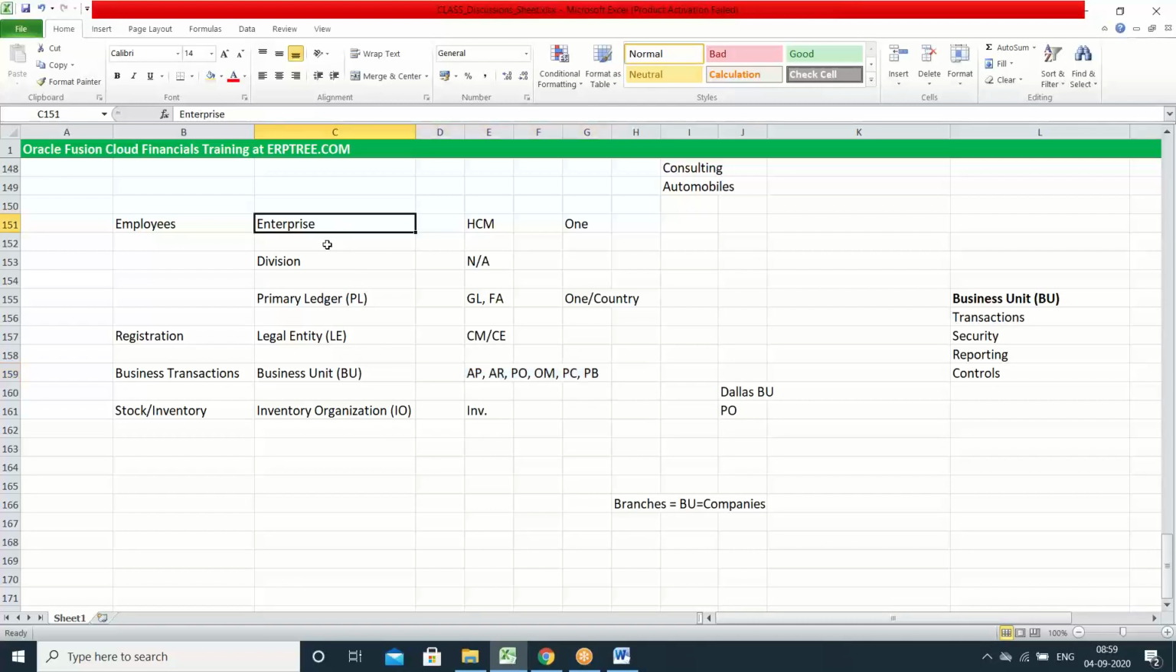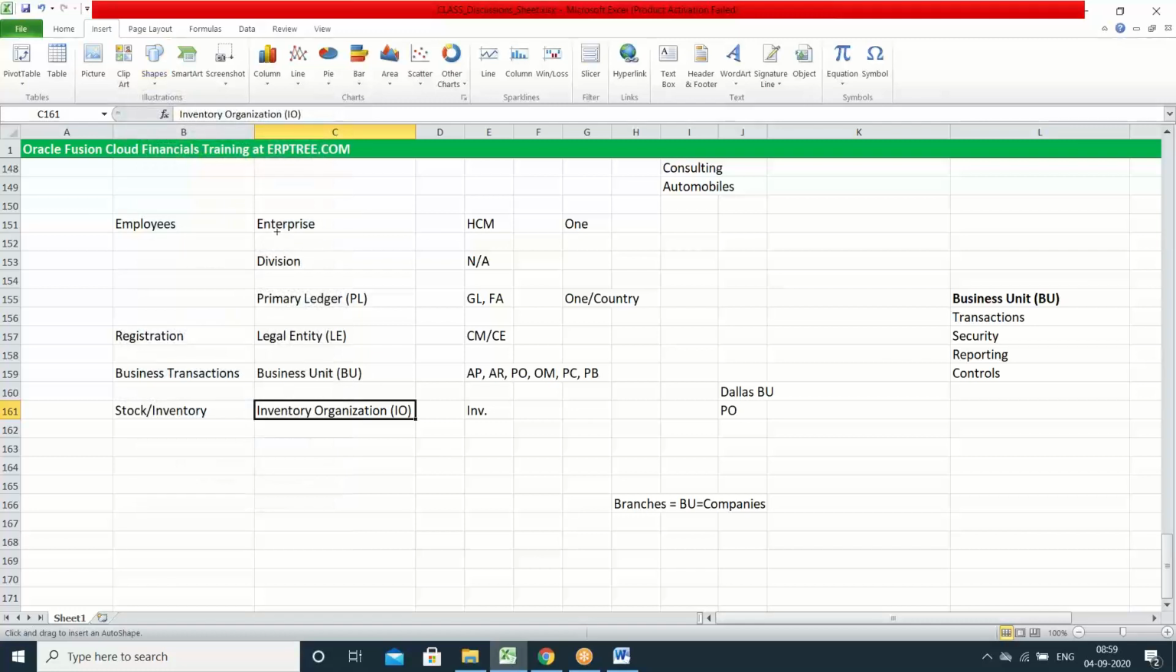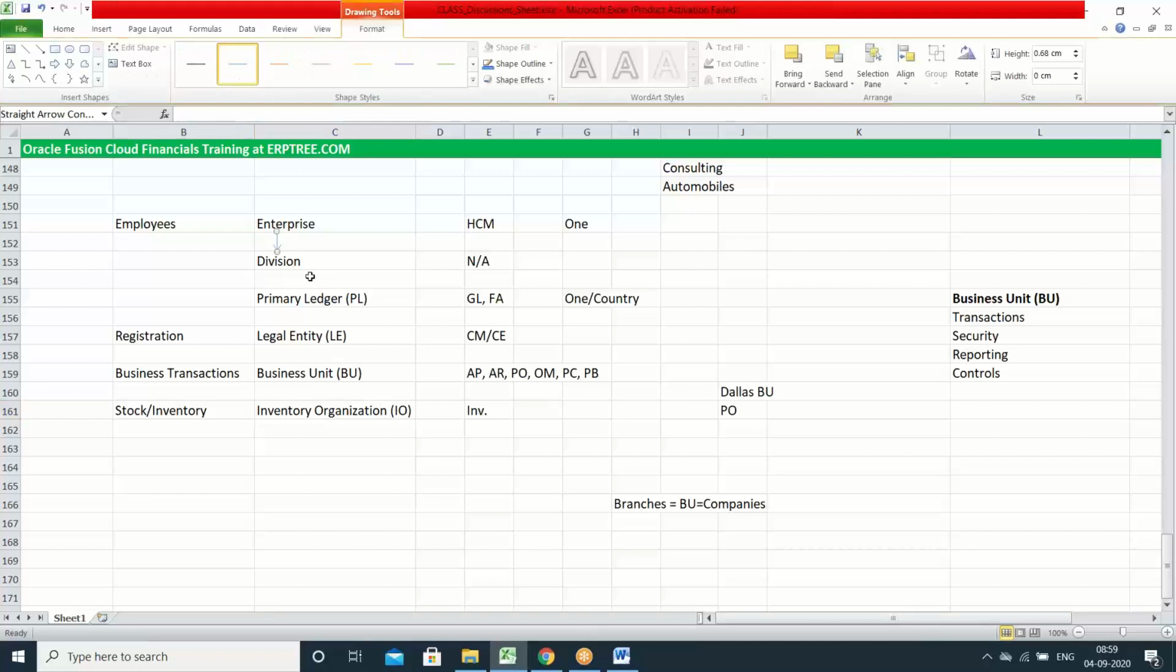Here, whatever we see: enterprise, division, primary ledger, legal entity, business unit, and inventory organization, these will be created in the system by following the same hierarchy. Okay, under enterprise you can have a division.